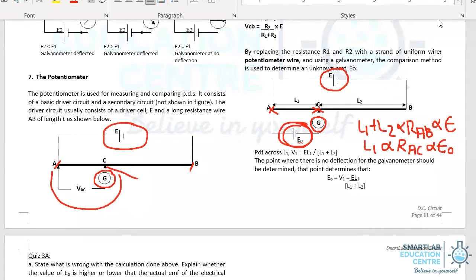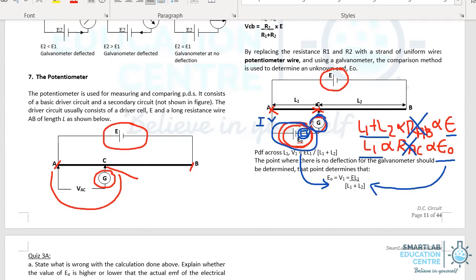The advantage of using the potentiometer is to do away with the need of looking at ohms, and instead use a meter length, which is directly proportional to the EMF. From this, we can work out an expression as such. We also want to point out that if the battery with the EMF E0 has an internal resistance, it will not make a difference to these calculations. The reason is that when the galvanometer has a null deflection, there's no current flowing in this part of the circuit. Because of that, the potential difference across the internal resistance is zero, hence this expression remains valid.